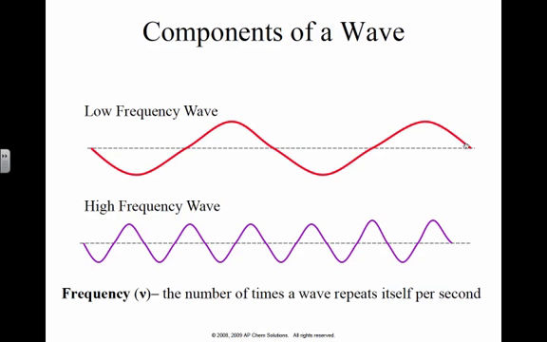Notice that this one right here has a longer wavelength than this one right here. This has a short wavelength. Frequency: the longer the wavelength, the smaller the frequency. The smaller the wavelength, the larger the frequency. So they're inversely proportional here. Frequency is the number of times a wave repeats itself per second.